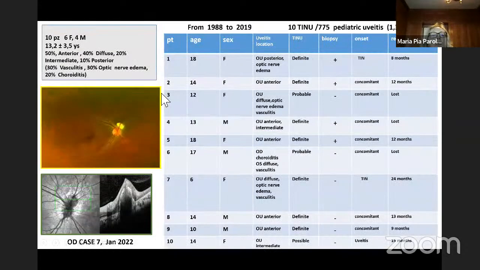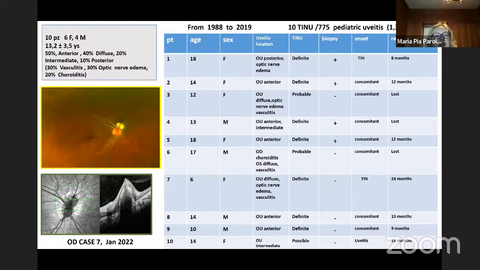And these are our patients, not so many, 1.3% of all pediatric uveitis. The most frequent form was anterior in 50% of cases, followed in a fair percentage by diffuse, intermediate, and posterior uveitis. And several posterior findings were represented by vasculitis, optic nerve edema, and choroiditis.